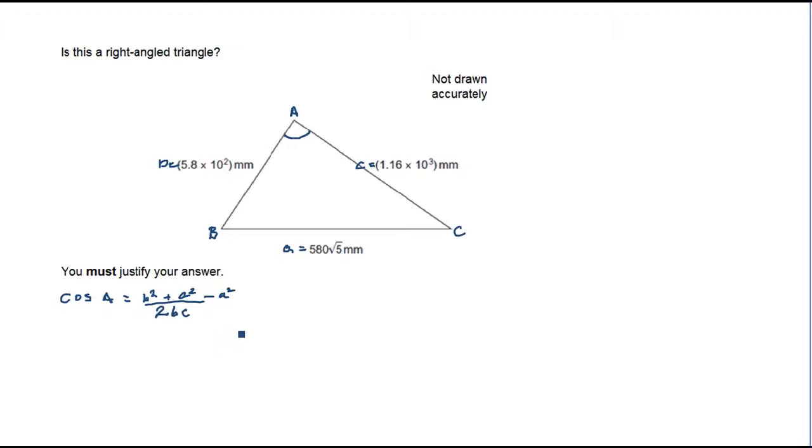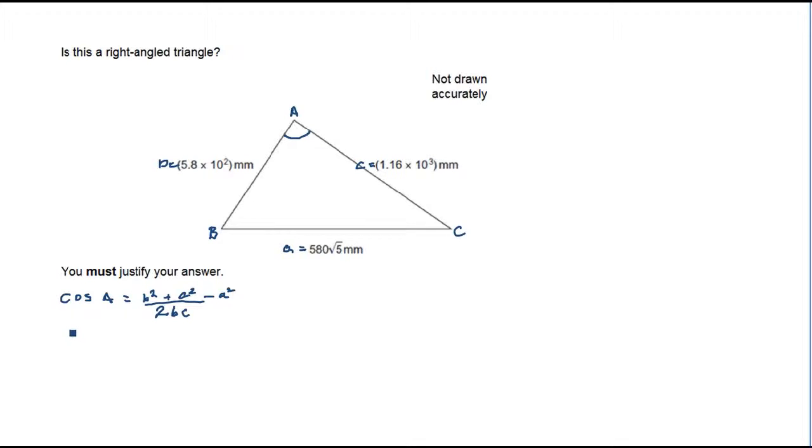Now, what will happen here when you start to think into this is, okay, what am I trying to do? I'm trying to prove that this is 90 degrees. If it's not 90 degrees, that's fine, but I'm trying to prove that it's 90 degrees so that I can then say, yes, it is a right-angled triangle. Well, the cosine of 90 degrees is 0.